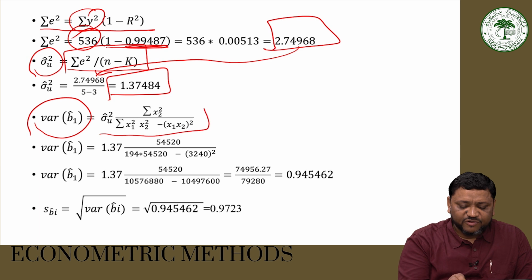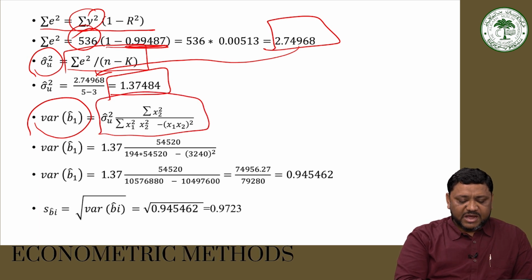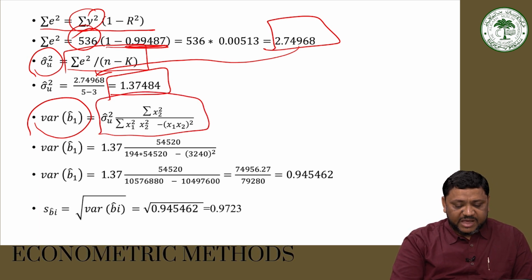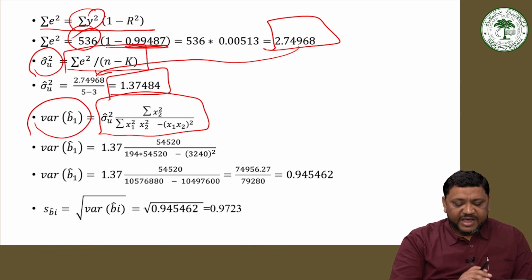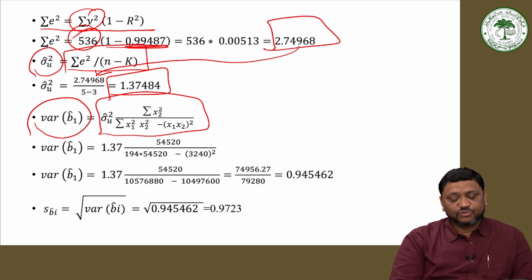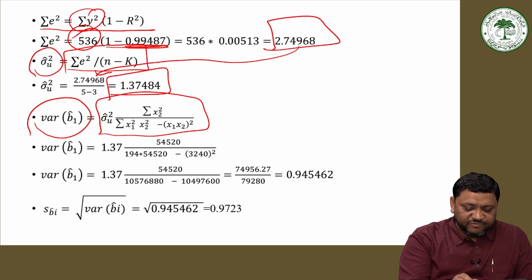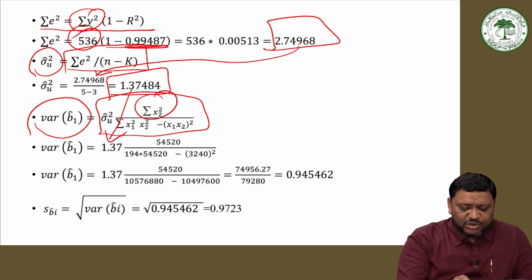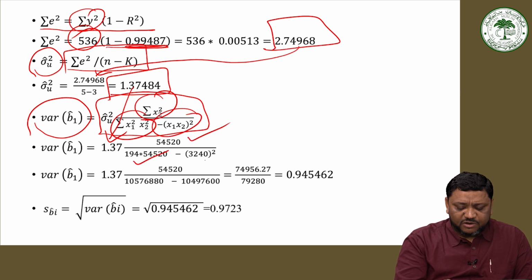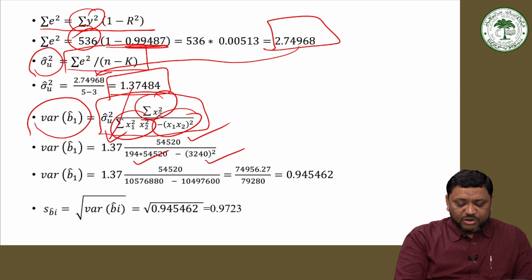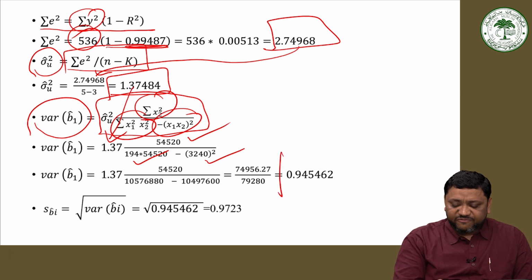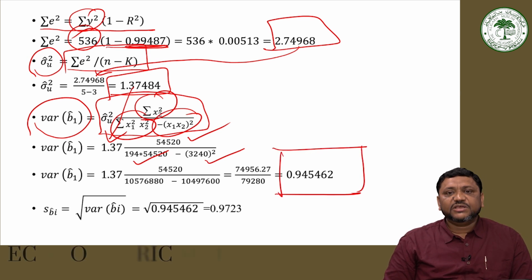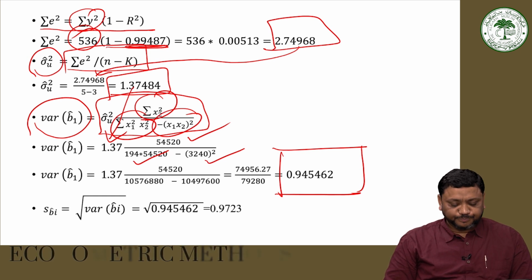Variance of beta 1, we have this formula: sigma hat square multiplied by summation x2 square divided by summation x1 square x2 square minus x1 x2 the whole square. We have just found this value, 1.37. These values we can get from our table which we had done earlier. So finally, upon doing all the multiplication, we find the variance of beta 1 hat is equal to 0.94.